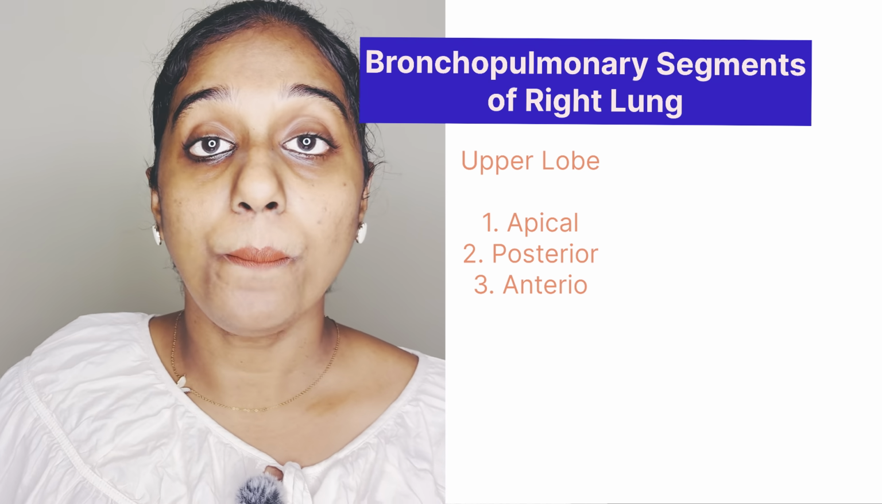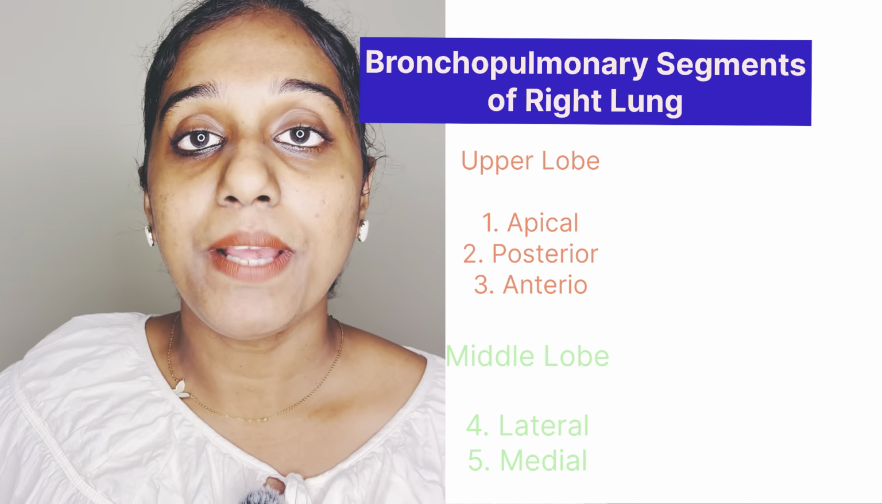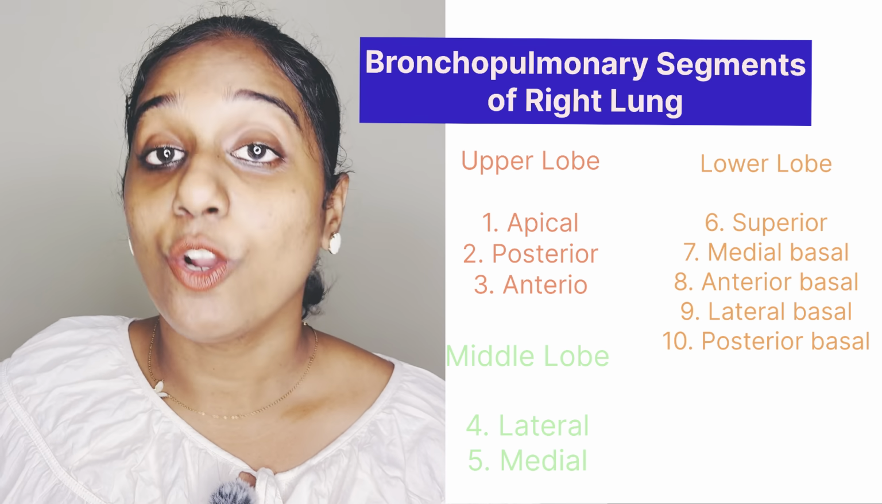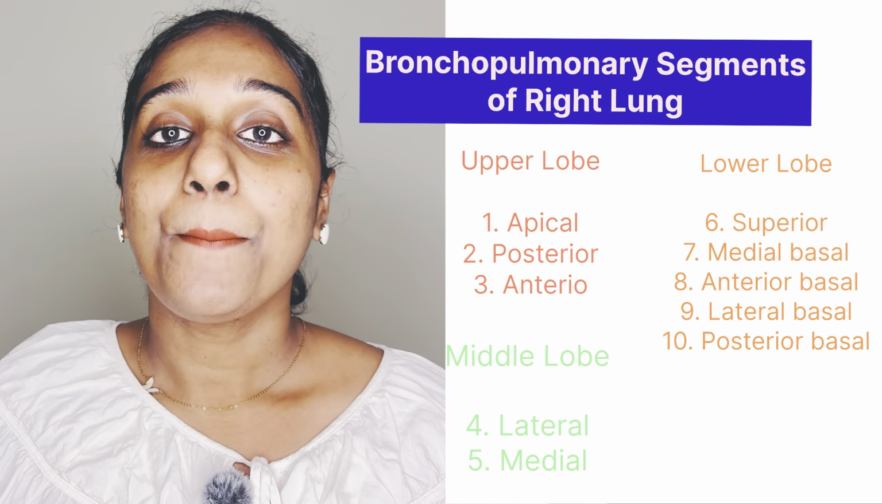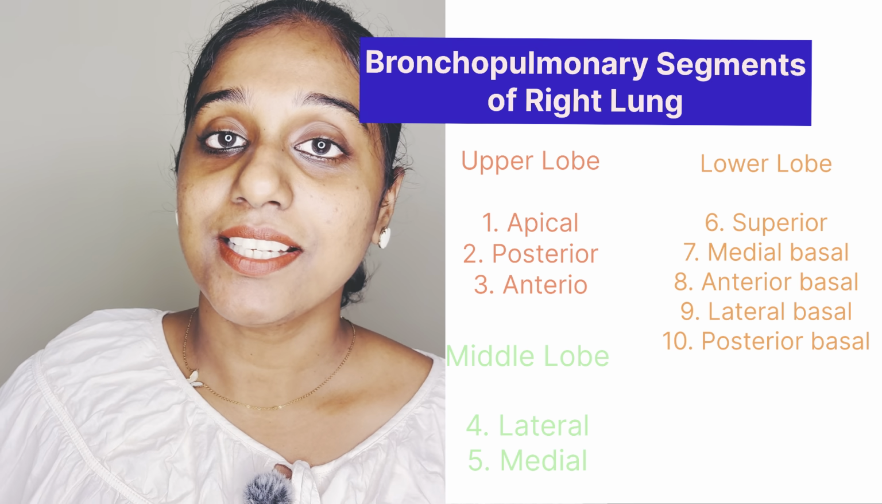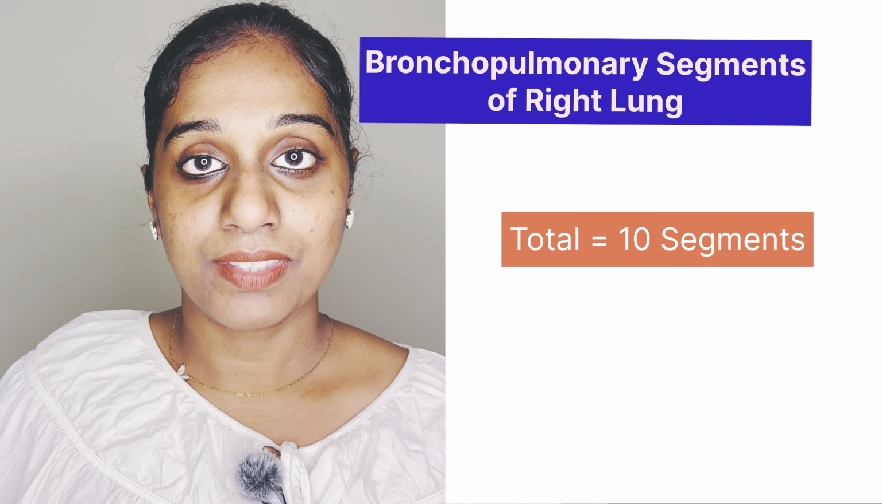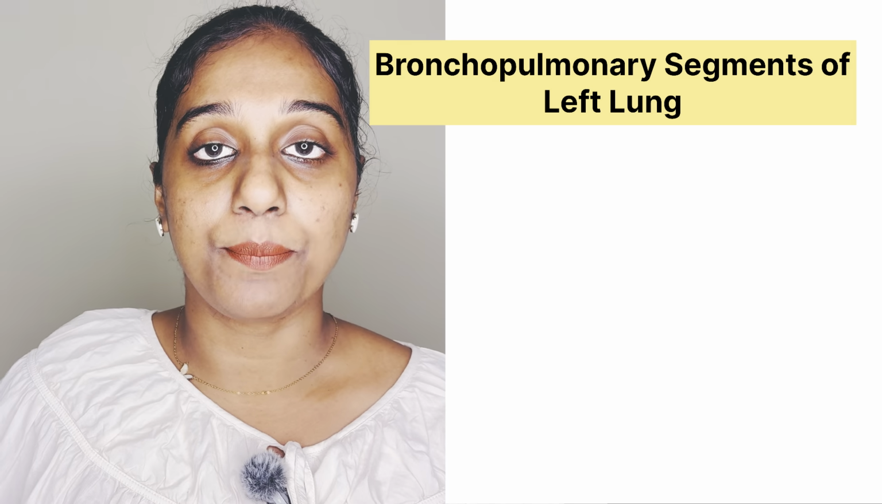Bronchopulmonary segments of right lung. In the upper lobe, apical, posterior, anterior. In the middle lobe, lateral, medial. In the lower lobe, superior, medial basal, anterior basal, lateral basal and posterior basal. Total 10 segments.